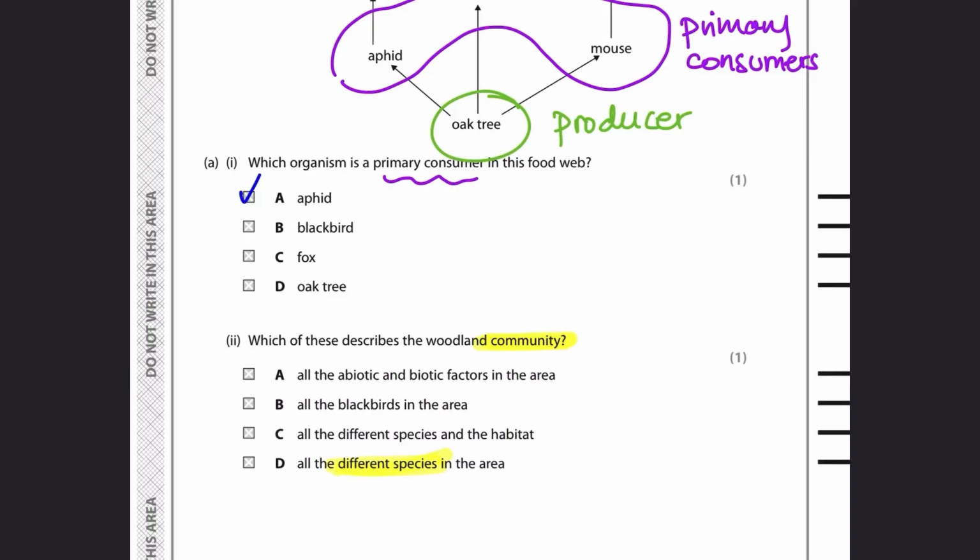And that's important to remember because sometimes they'll ask you to define community. And let's also revise the other words here. Abiotic and biotic factors. This is the definition of an ecosystem. The abiotic factors are the non-living things in that ecosystem, and the biotic are the living things.